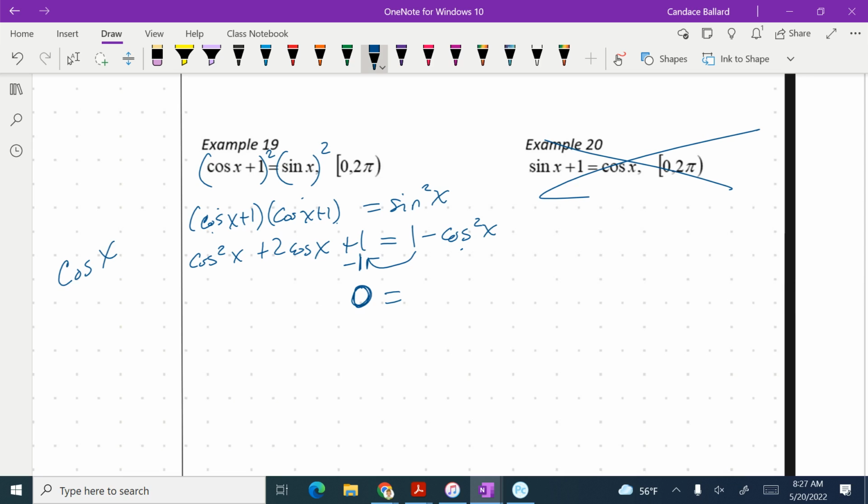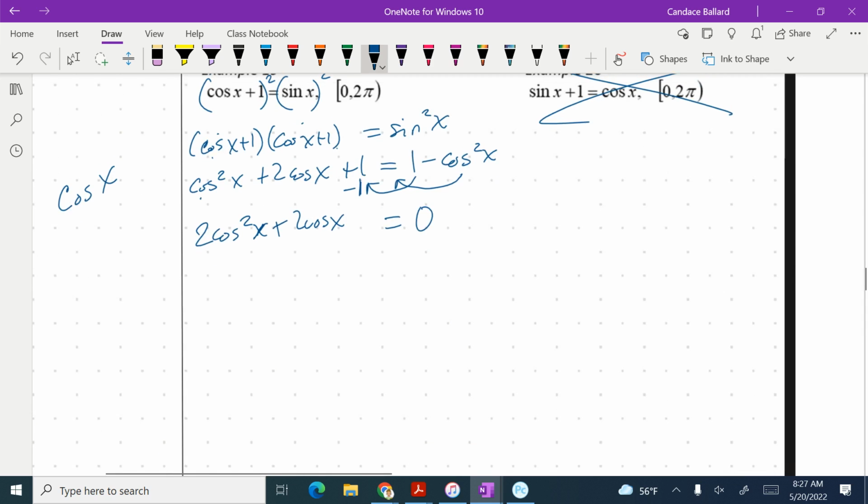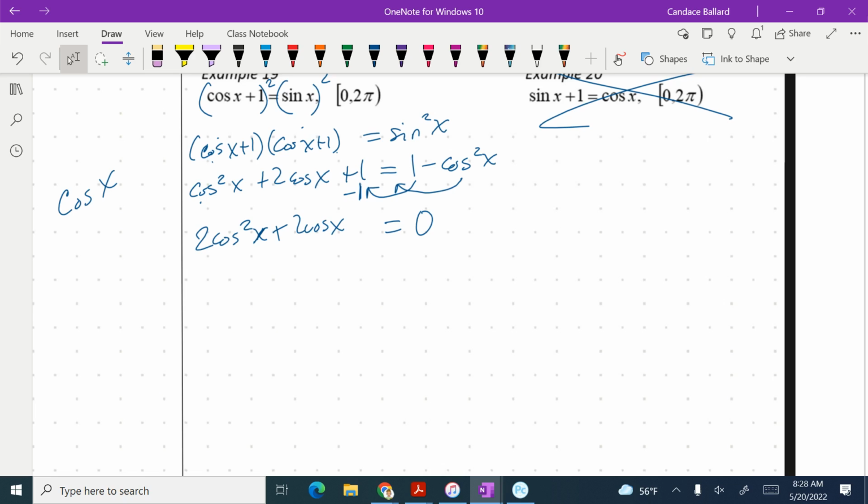Okay. How do I move the cosine over? Add it. So what is 1 cosine squared plus 1 cosine squared? 2 cosine squared. And then this 2 cosine squared just drops down. And again, I'm going to get rid of the 0. Then we have equal to 0 on the right side. So we're factoring again. We no longer have a trinomial.